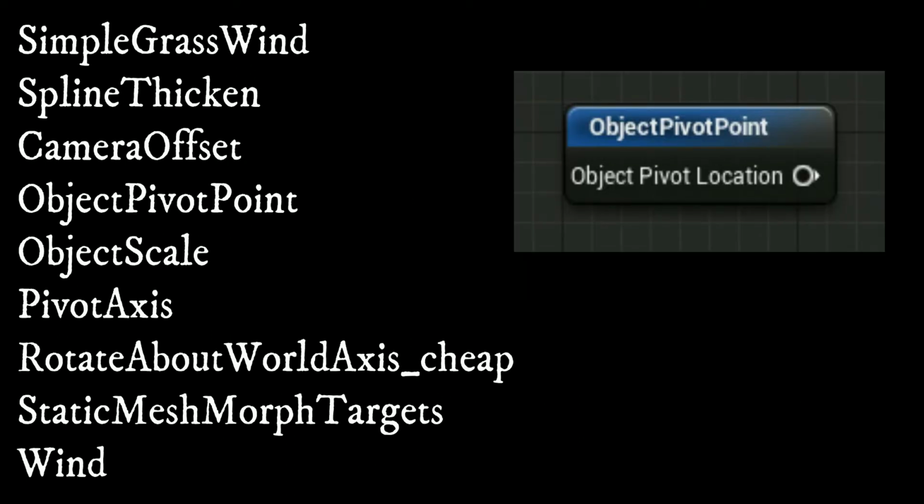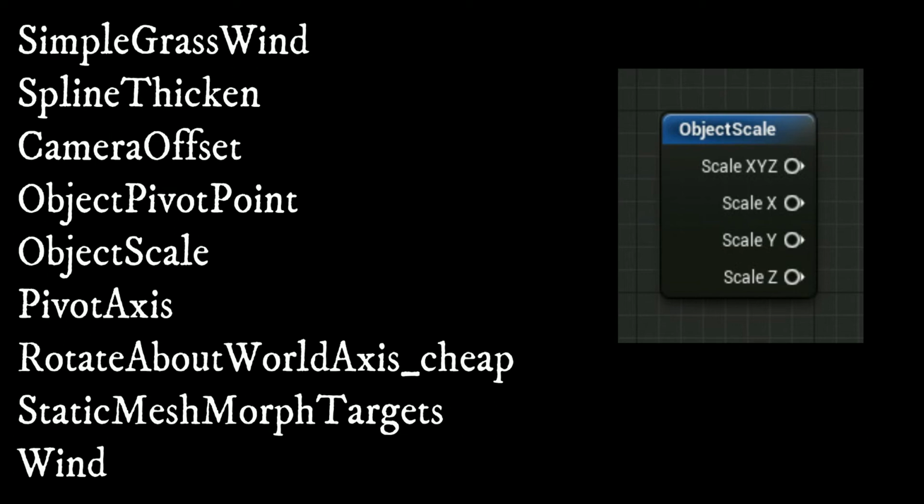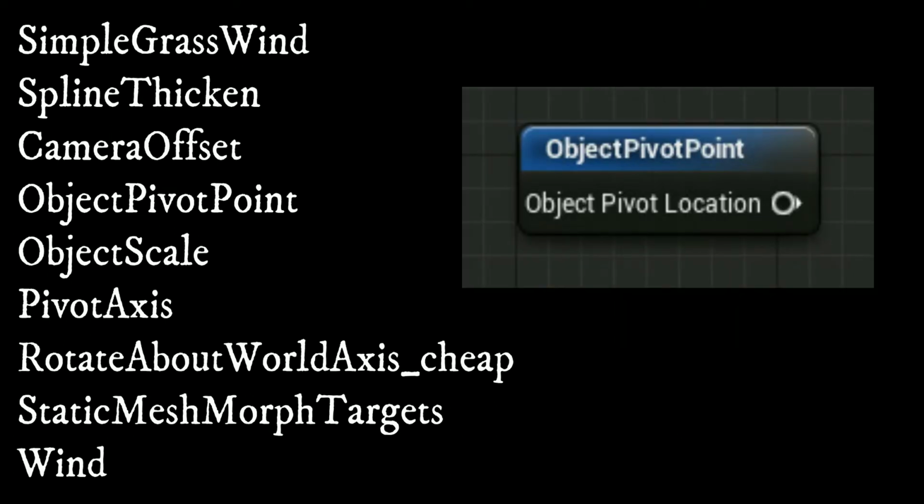The object pivot point function returns the object's pivot point in world space. This is not compatible with the pixel shader. The object scale function returns the object's XYZ scale together and separately. This is not compatible with the pixel shader. The pivot axis function creates a common pivot location on arbitrary axes. This is helpful for creating flag motion. Instead of using a single pivot point near the top of the flag, use a shared Z point and unique X and Y location data to create a more realistic connection along the object's width.